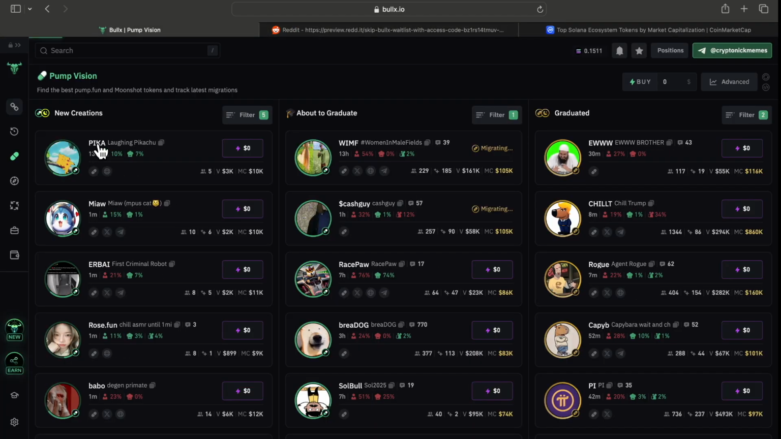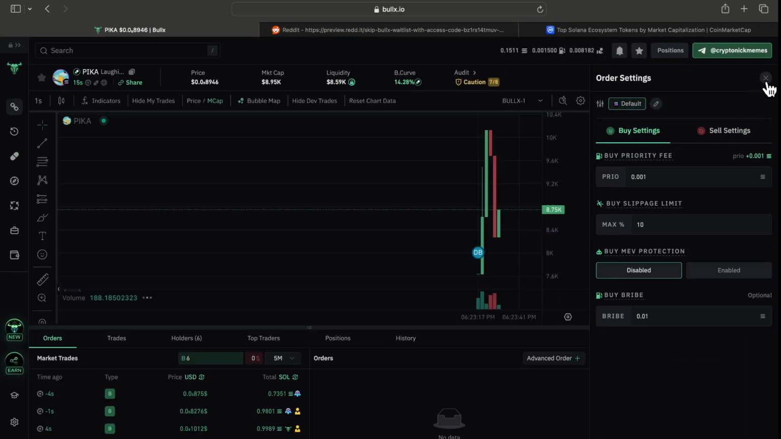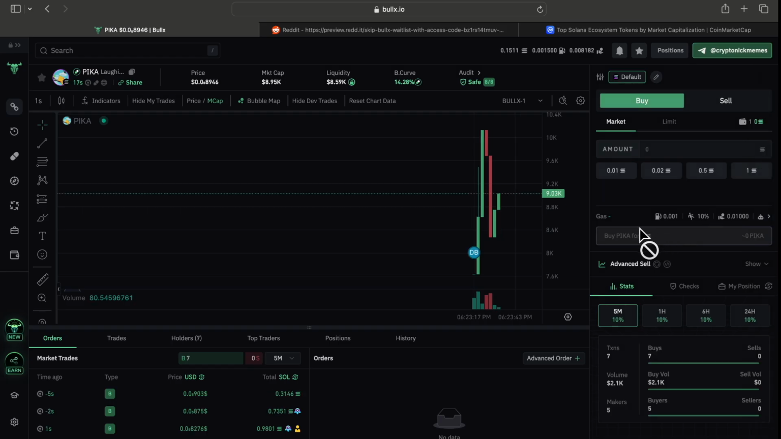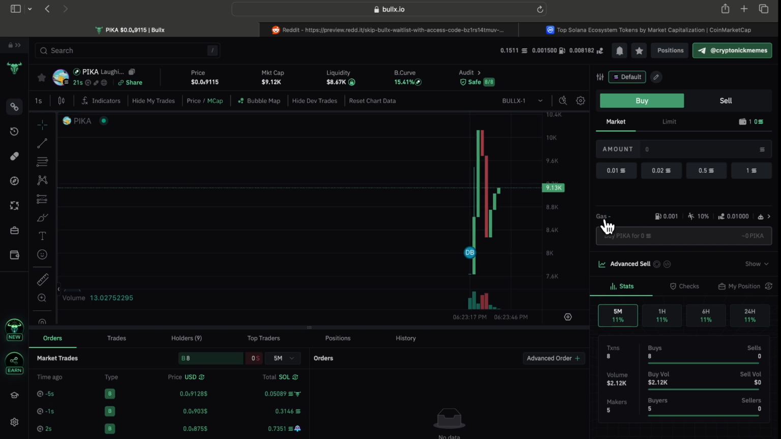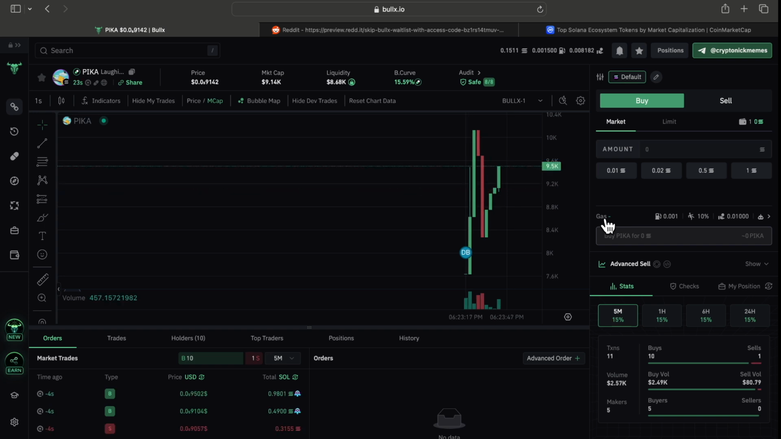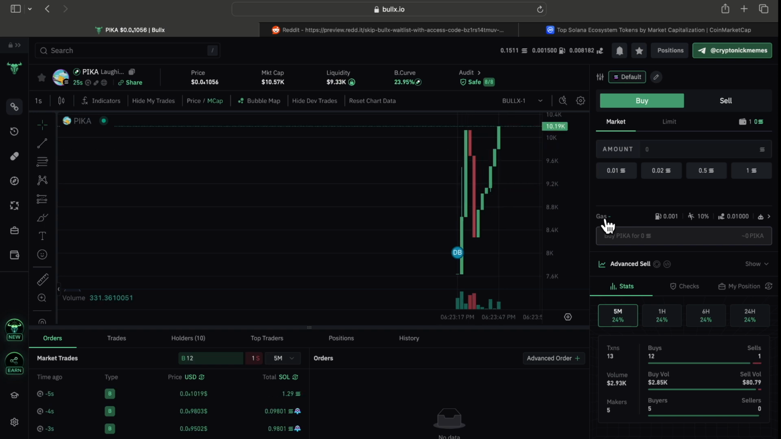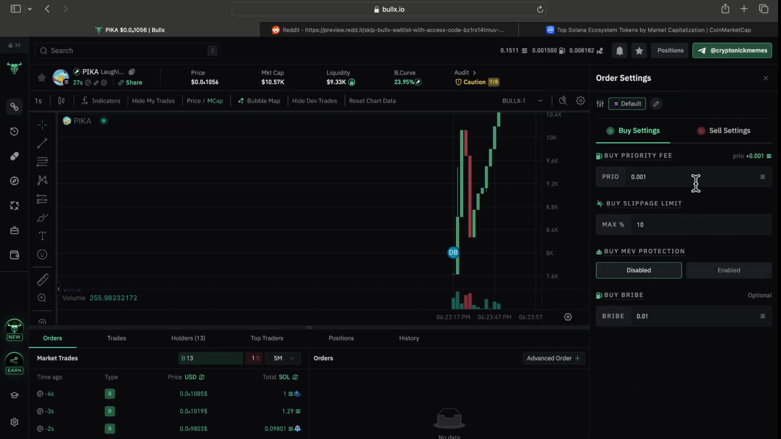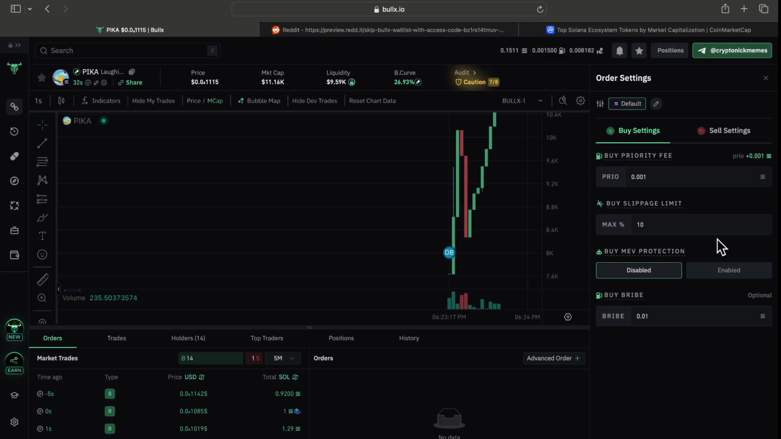Let me just click on a random coin to show how you can adjust all of your fees. And that's something many people don't know: when you click on gas right here, you can adjust all of your fees. They're adjustable. So this is the default settings. If you get BullX, that's what you're going to see.